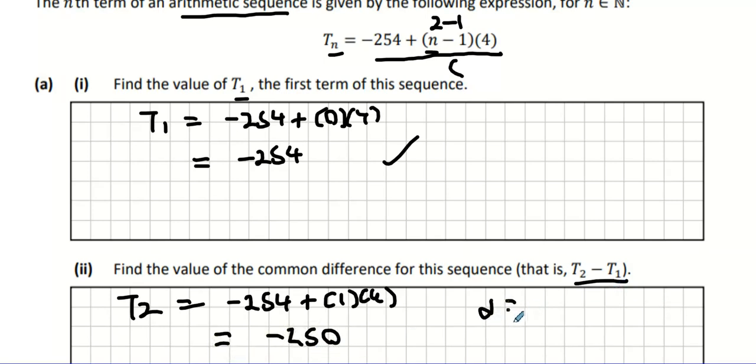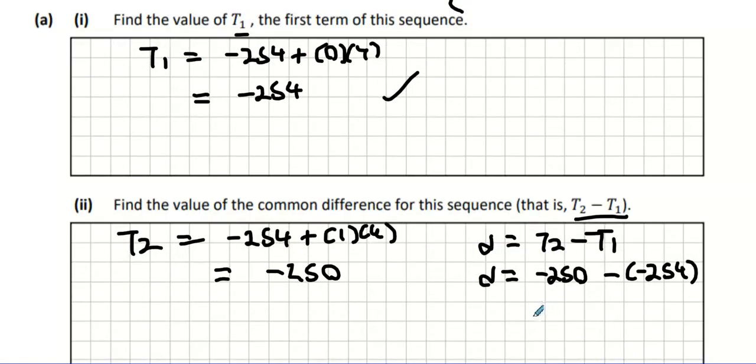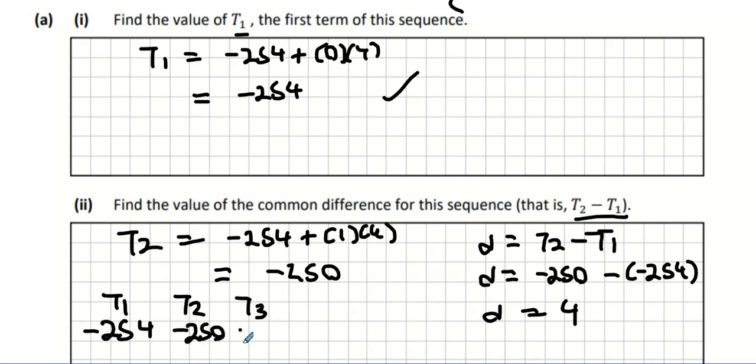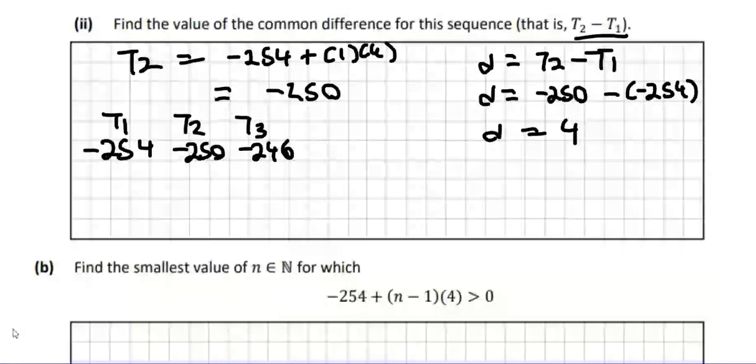To get the d value, it's t2 take away t1. And t2 is going to be minus 250. T1 is minus 254. And as you can see, the gap between the two of them, the common difference, is 4. So it'll go something like this: minus 254 is t1, t2 is minus 250, and you notice it just keeps going up 4 every time. And that's how you know how the sequence will work out.